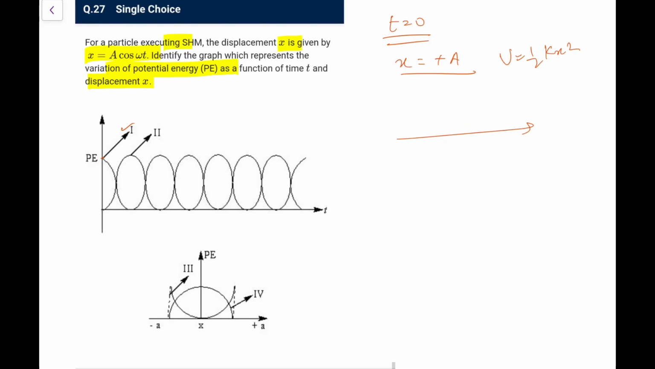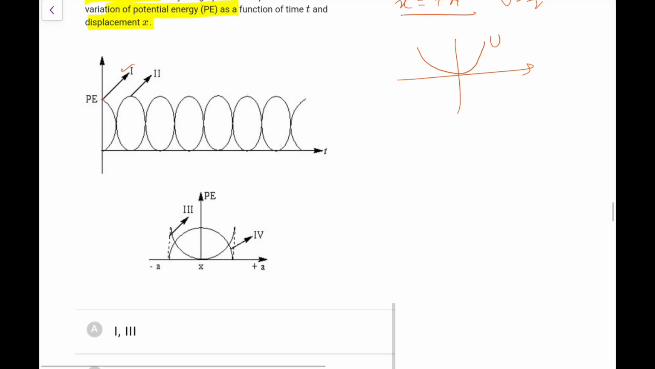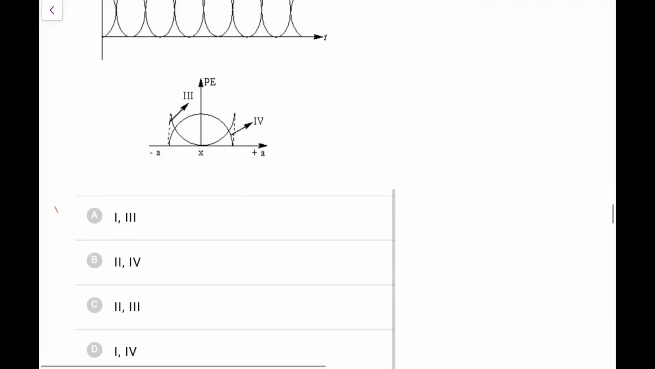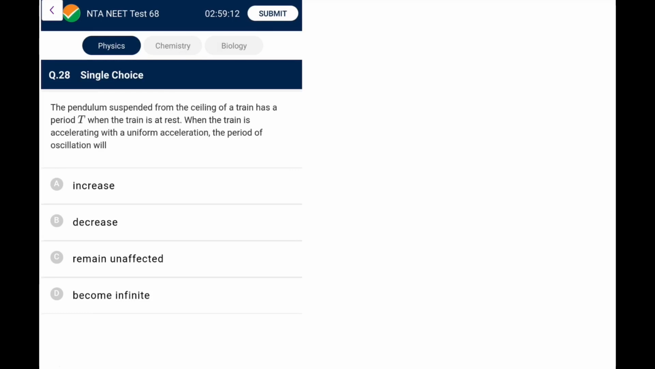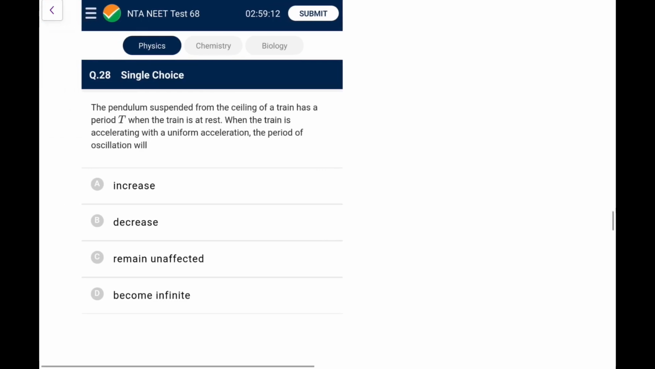Let me draw it clearly. It would be potential energy. So which potential energy curve is it going to be? Third one. So it is first and third, that is going to be the answer. That's an easy one for you. You can easily make it out. Next. Such questions have been asked before also actually. Next.